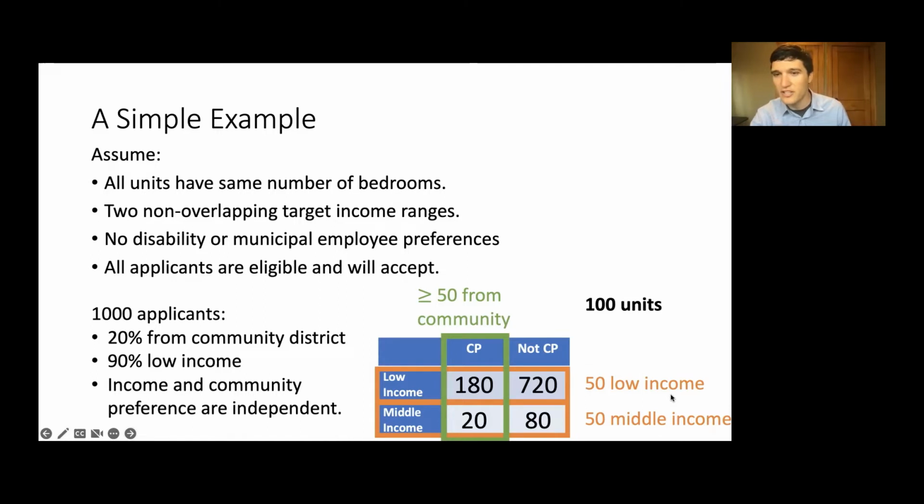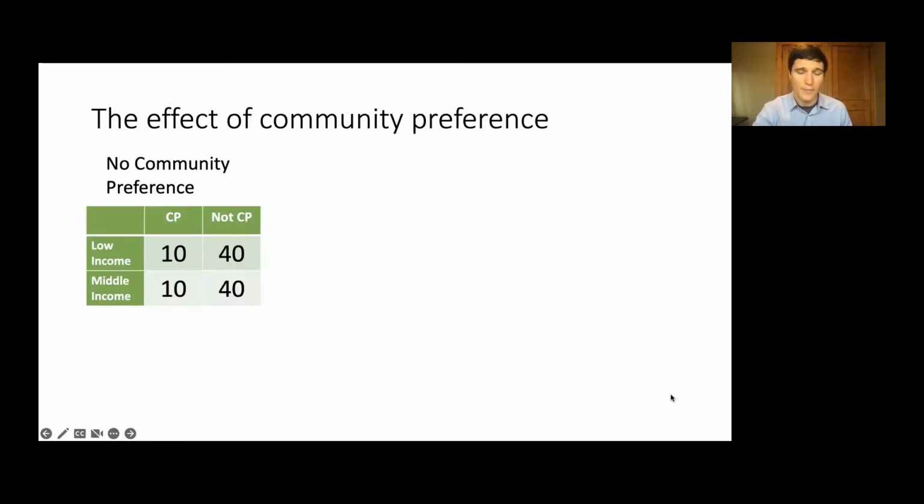And first, we could actually do it and say, what would happen if we didn't have the community preference policy? So if we just got rid of this green constraint, and we just had 50 middle income and 50 low income, what would happen? Well, this is what would happen. We'd end up filling each of those units. And most of the units in both categories would be filled with people who are from outside the community, because most of the applicants are from outside of the community.